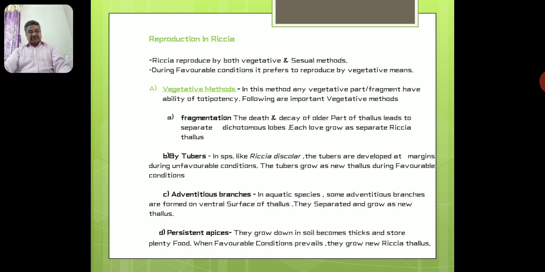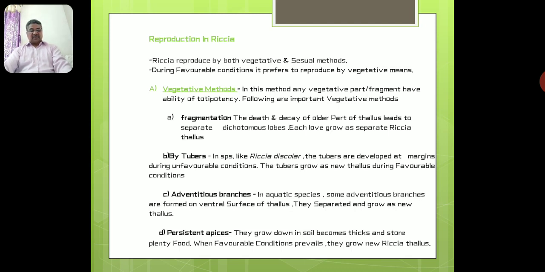The third method of vegetative reproduction is by adventitious branches. This method is observed especially in aquatic species, for example Riccia fluitans. In this plant, some adventitious branches are formed on the ventral surface of the thallus, and these branches separate and grow as a new thallus. So that is reproduction by development of adventitious branches.